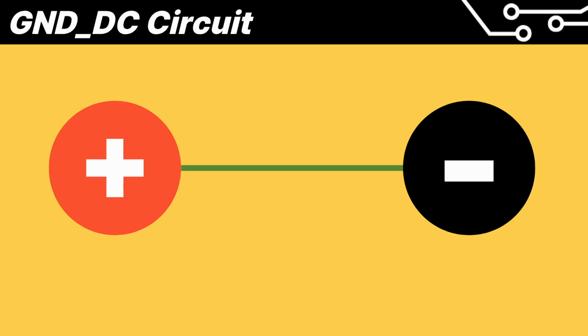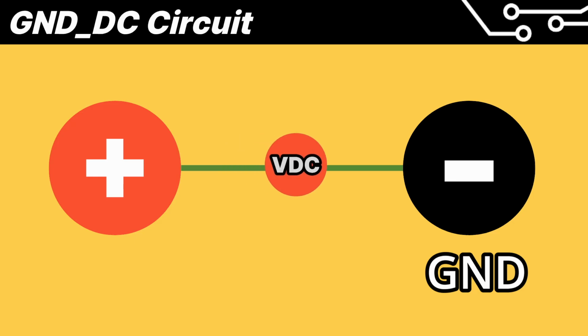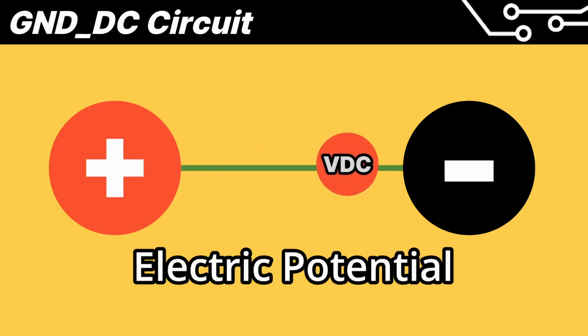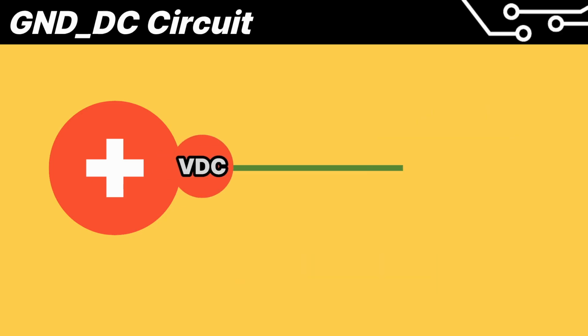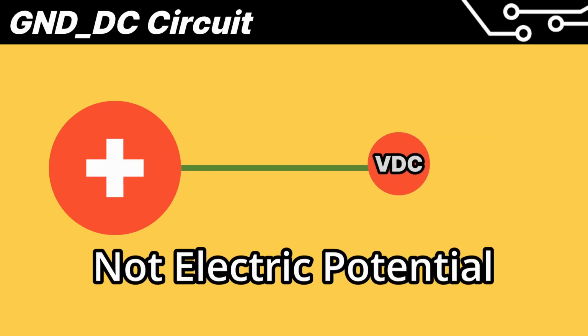First, let's look at the DC circuit. In DC circuits, ground is commonly expressed as minus. In a DC circuit, current flows from a place of high voltage to a place of low voltage. We call this electric potential. In a single supply circuit, if there is only plus, current does not flow. This is because there is no electric potential difference.